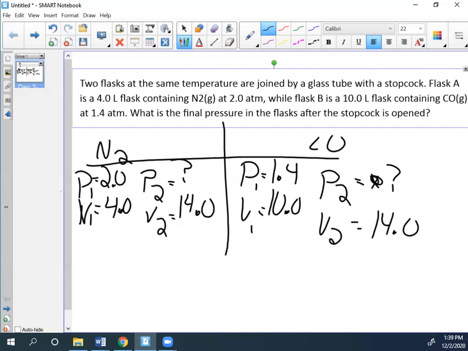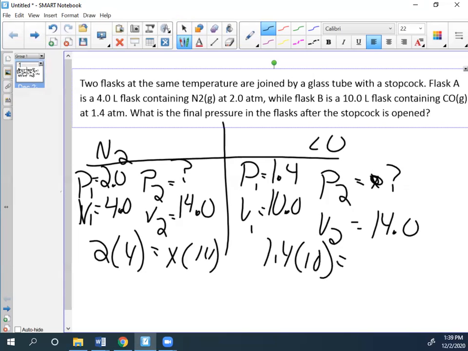How did you know to add them? Because if they're separate, when we open it up, they all become one. So on your homework, you actually have 3 flasks that are added together, so you would have 3 Boyle's law problems. And the volume would be added V1 in each thing. So, it'd be 2 times 4 equals X times 14. And over here, it'd be 1.4 times 10 equals X times 14. Well, this one's 1.